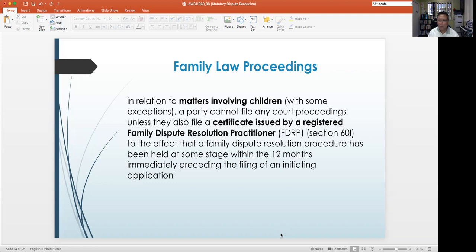Now, these exceptions would be when there are allegations of family violence or abuse of the children. So in that case, it's possible for the parties to forego a referral to a family dispute resolution practitioner. In other words, in these cases, mediation would not be necessary, mainly because as far as the Family Law Act of 1975 (Commonwealth) is concerned, it may not be appropriate to force a party to undergo family dispute resolution when there is evidence of family violence or child abuse.